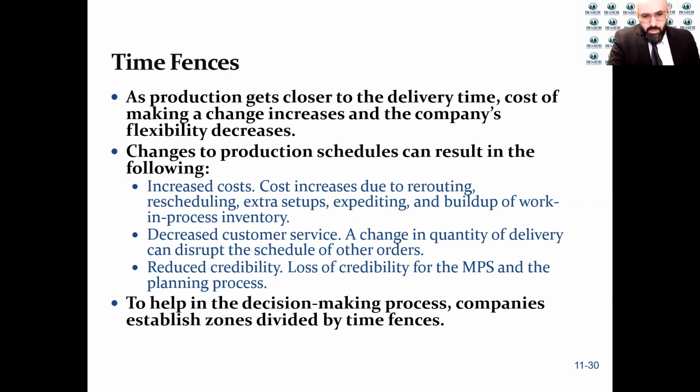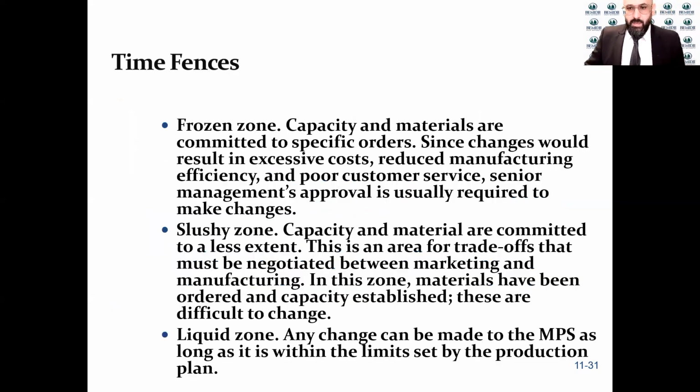To help in the decision making, companies establish zones divided by time fences. So the first time fence would be the frozen zone. The frozen zone, basically, it's hard to change. Capacity and material are committed to specific orders, since changes would result in excessive cost, reduced manufacturing efficiency, and poor customer satisfaction. The only people who could make that decision is senior management. If they want to do it, they will have to commit to that. So it is very difficult to make these changes due to the cost.